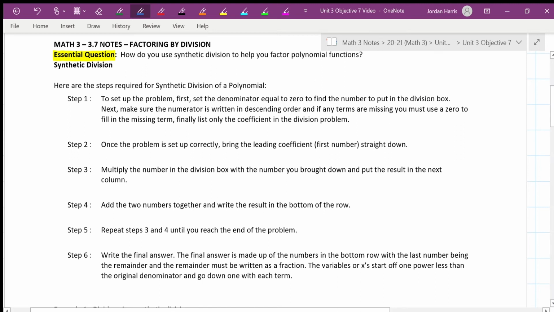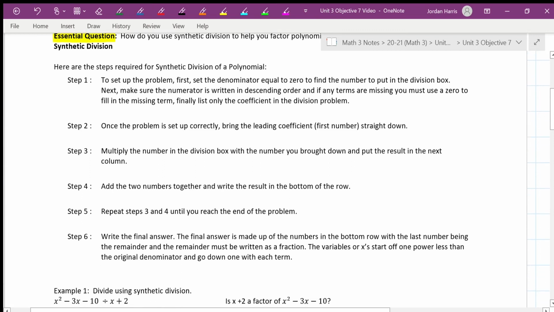If they give you a 0, you can just put it, and we call it this thing called the division box, which you'll see. Next, make sure the numerator is written in descending order, and if any terms are missing, you must use a 0 to fill in the missing term. Finally, list only the coefficients in the division problem. Okay, so we got to make sure every single exponent of x basically is involved. That's one thing, and it has to be in descending order. So if we have to reorder it, highest exponent to lowest exponent.